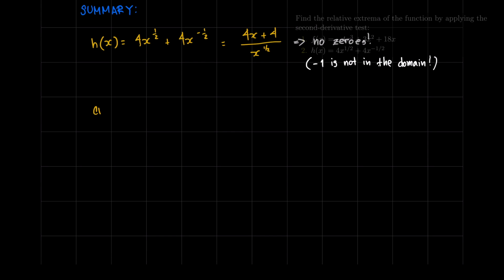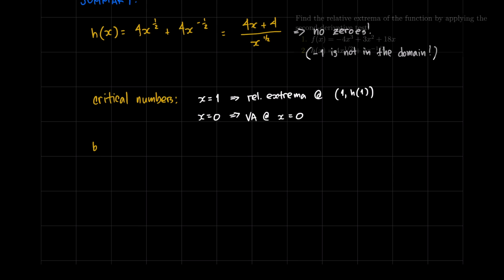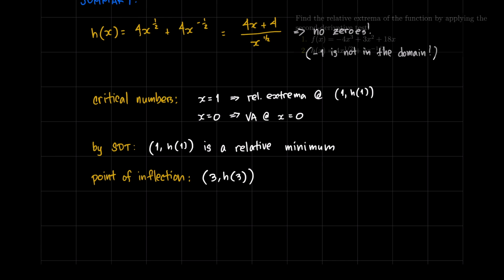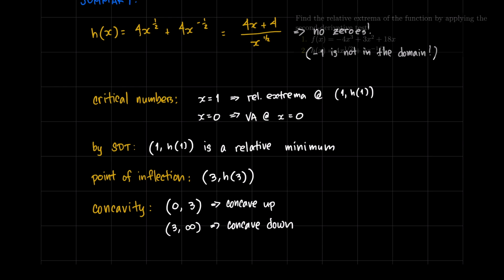From the first derivative, we have critical numbers sa 1. At ito ay relative extremum at sa x equals 0, we have a vertical asymptote. By the second derivative test, yung extremum na nakuha natin sa 1, h of 1 ay confirmed to be a relative minimum. May point of inflection tayo sa 3, h of 3. So yung graph natin ay concave up in the open interval 0 to 3 at concave down in the open interval 3 to positive infinity.